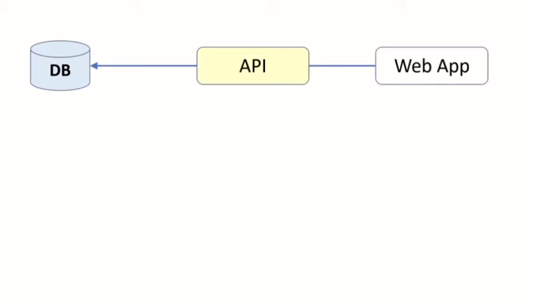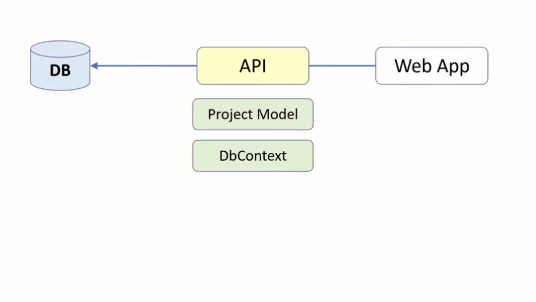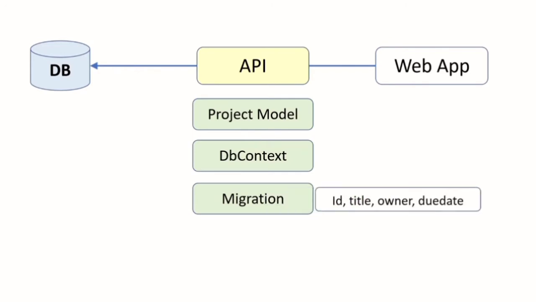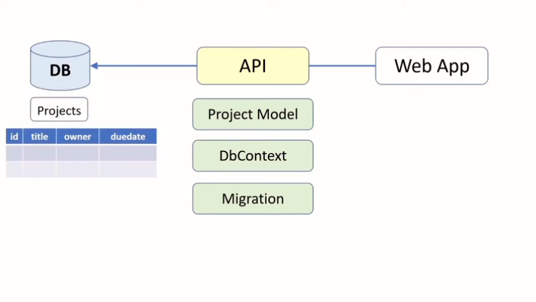So the first thing I will show you is how to create this API, starting by creating this project model. And we need to create this DbContext. As I told you before, it is the bridge between your application and the database. For example, in our model, we assign these properties: ID, title, owner, and due date, and put them into the DbContext. After that, we use migration to create this table with the columns ID, title, owner, and due date in our database.